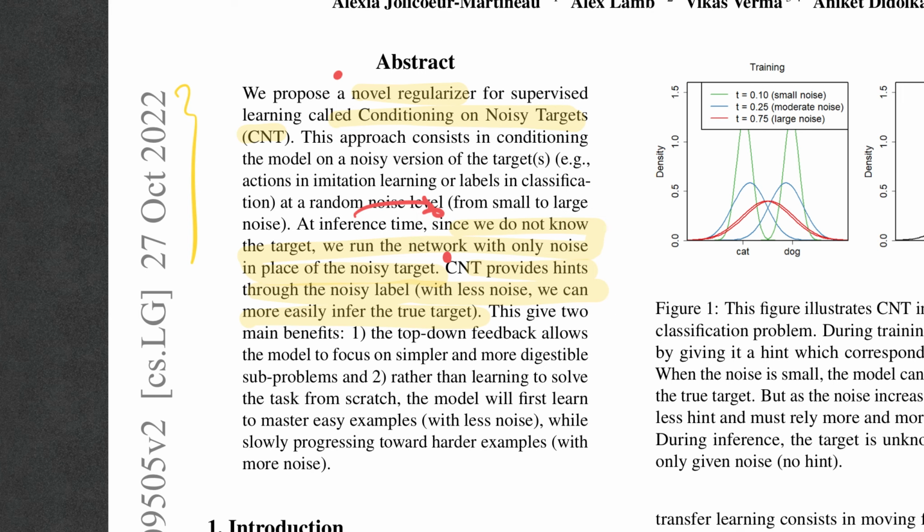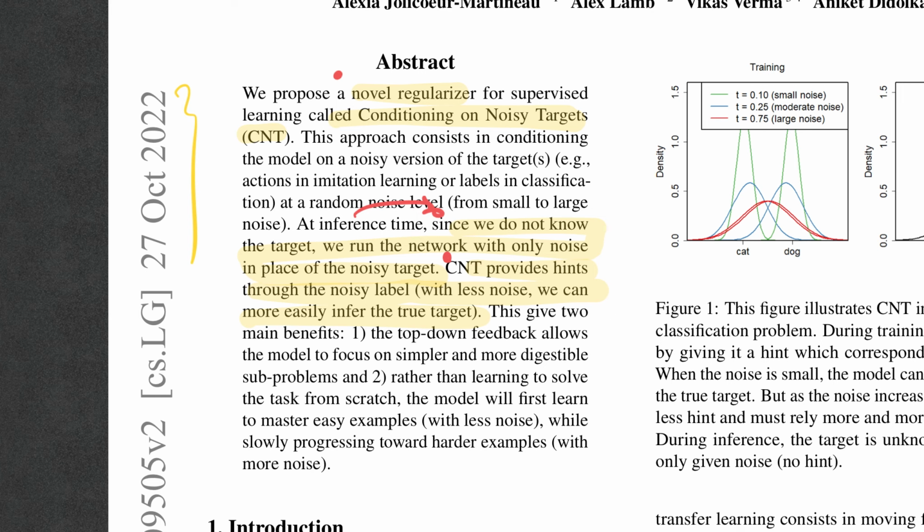So the objective of this paper is focused on, for example, classification or some sort of supervised learning setup. They propose a regularizer for it, which they call CNT, the abbreviation for conditioning on noisy targets. The goal is that they would modify the target and use it as a hint for the model, and alter this hint in order to enforce the easiness or difficulty of the task. If you have the target, the model can somehow cheat.